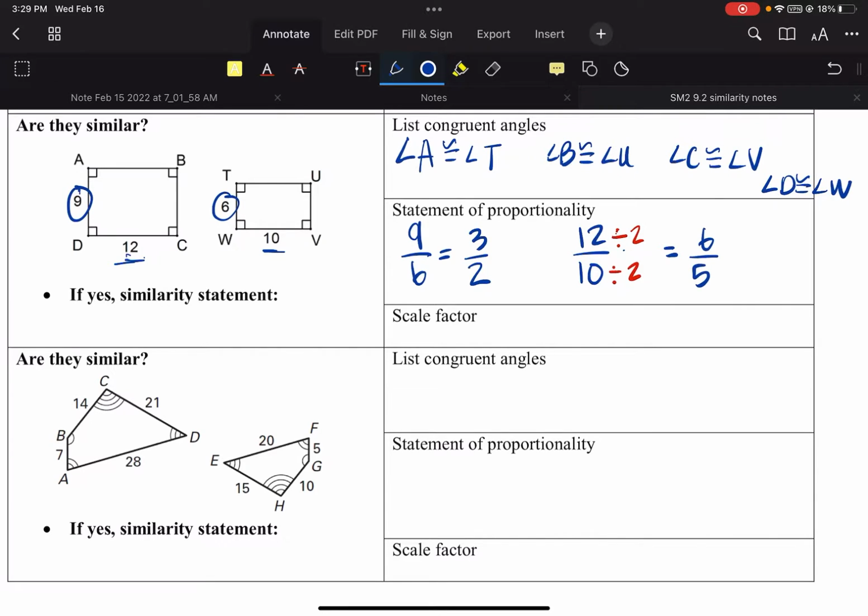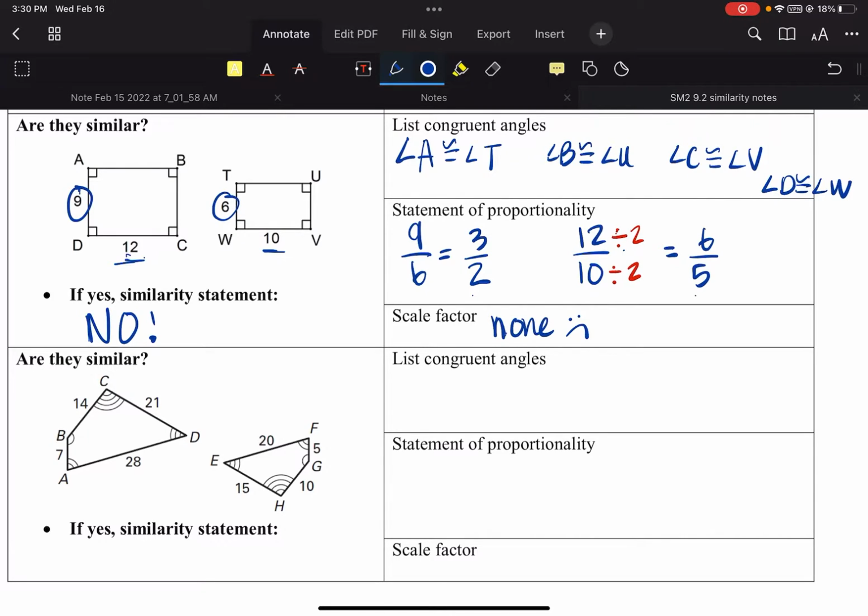Okay. Now we're going to look at our two simplified fractions. 3/2 and 6/5 are not equal. They're not the same fraction, which means the side lengths of these two rectangles are not proportional. So these are not similar. If they're not similar, you can't have a scale factor. So you could just write none here, because they're not similar.